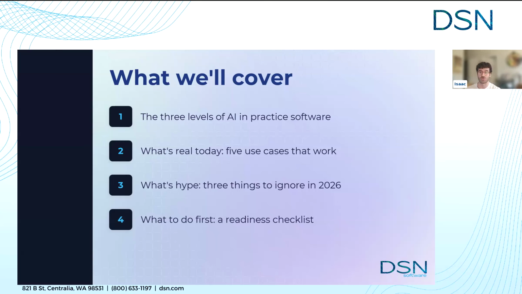Part two, we'll talk about what's real: 5 AI use cases that are actually in specialty practices right now in production. Then in part three, we'll talk about what's hype, and these will be 3 things you should ignore this year, no matter how good the marketing sounds. And finally, in part four, we'll talk about what to do first. This is a 4-step readiness checklist of sorts, and we'll communicate this with you after the webinar as well.